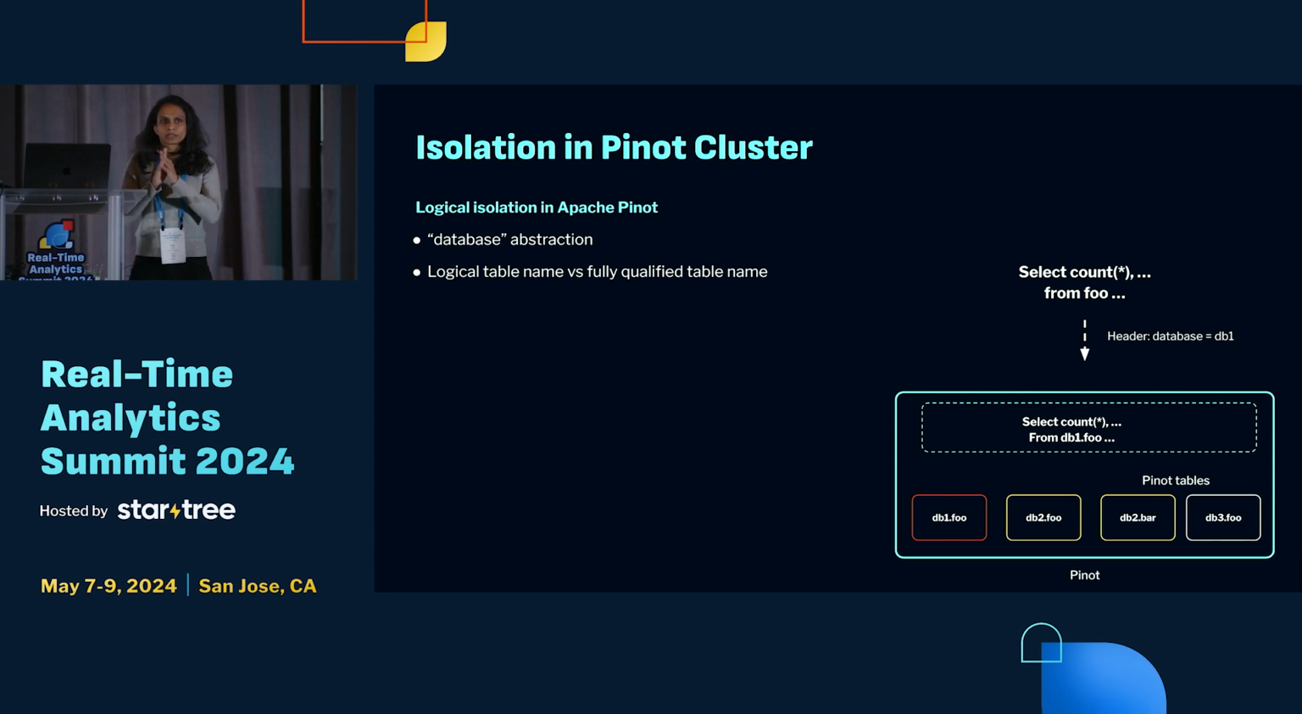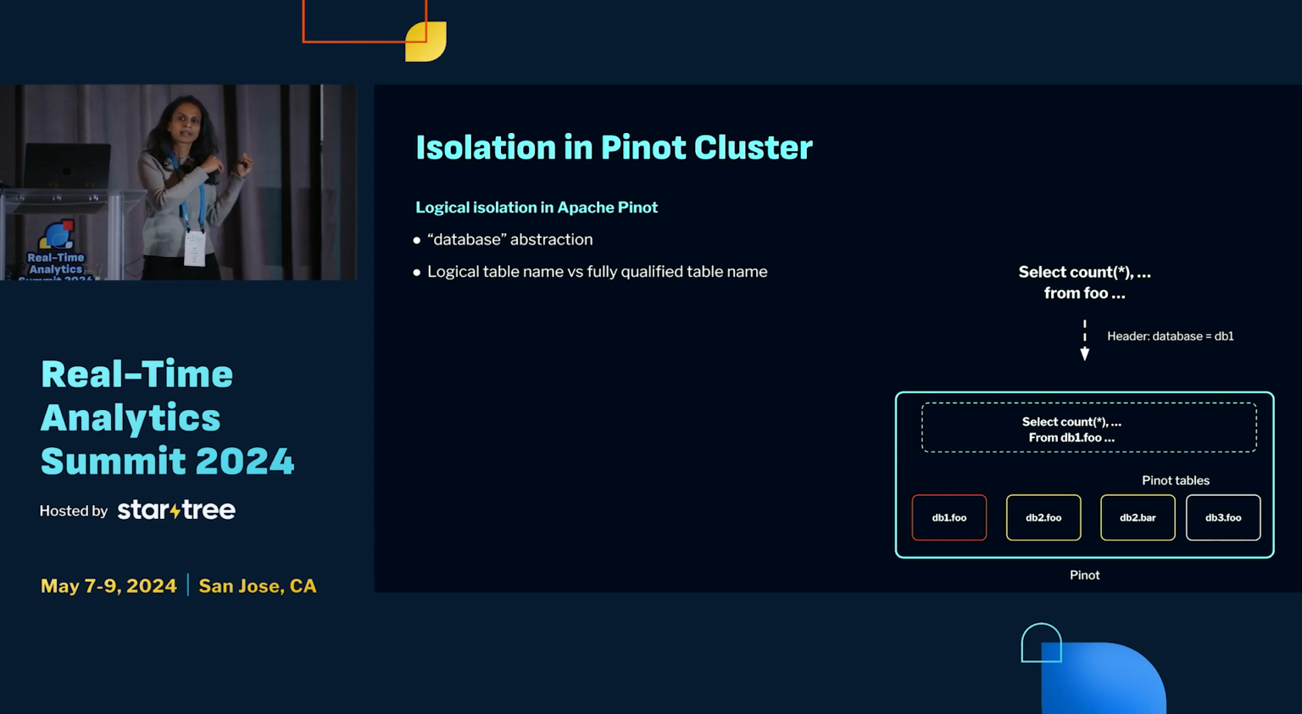With this, our table names have a logical part, which is the actual table name you will use, and then a fully qualified name, or the physical name, of how it's stored. This is completely transparent to the end user, so you'll continue to query your table or use your apps with just the logical name. Pinot is transparently, behind the scenes, converting that logical name to the fully qualified name.